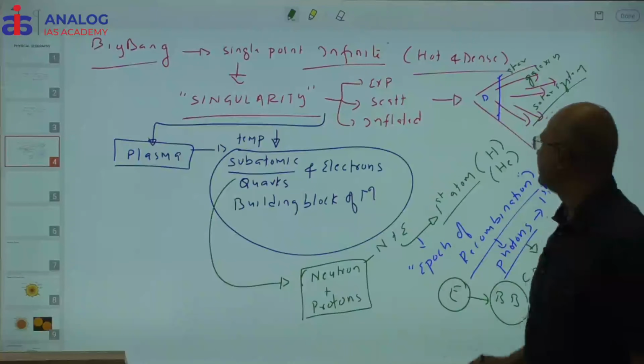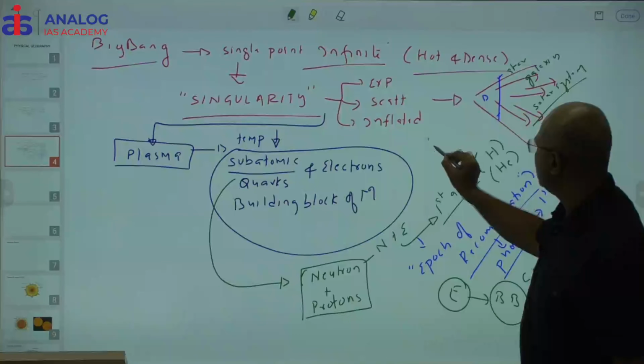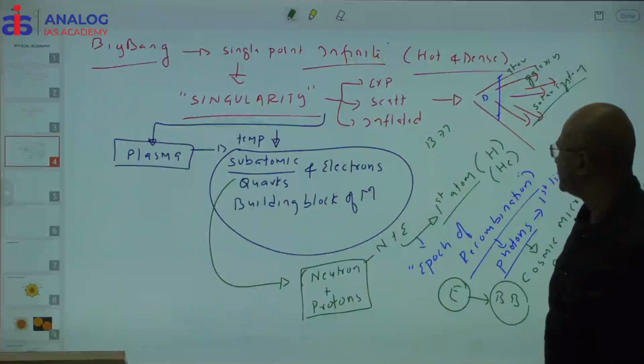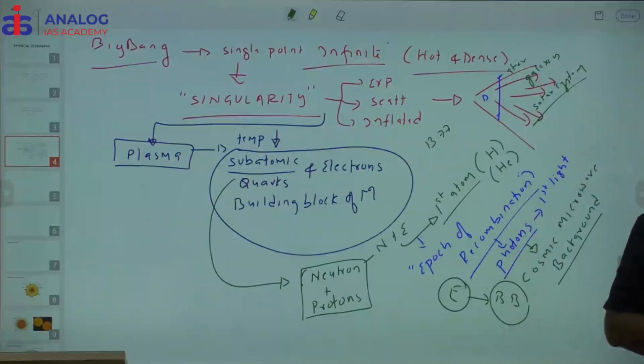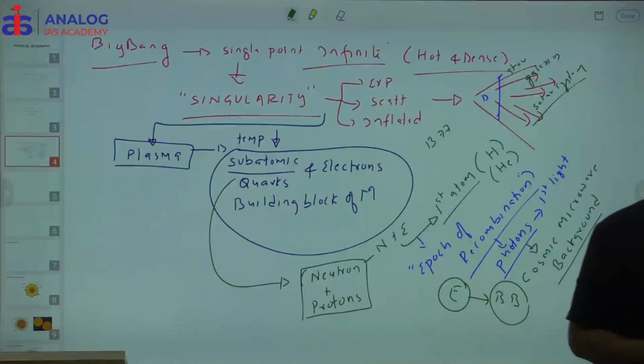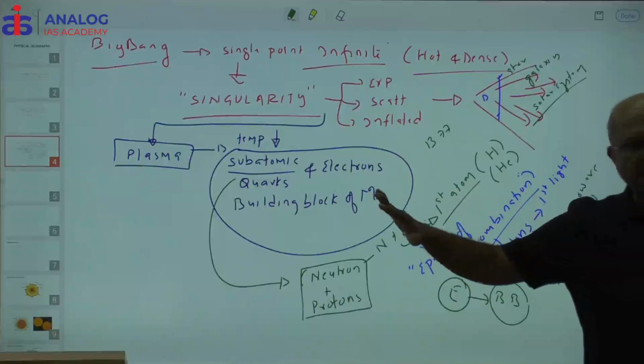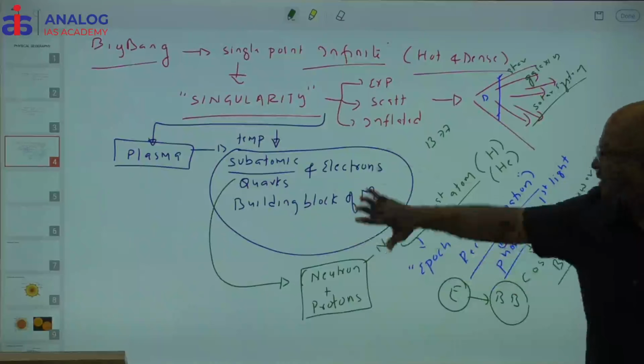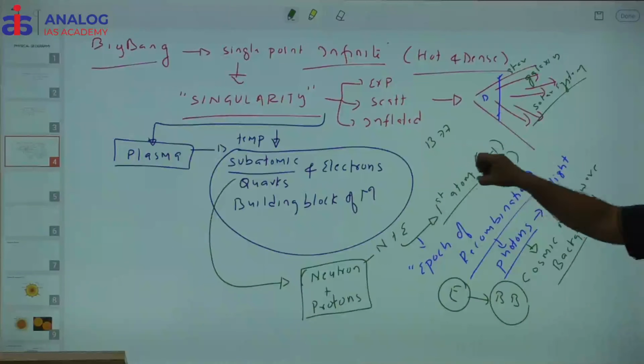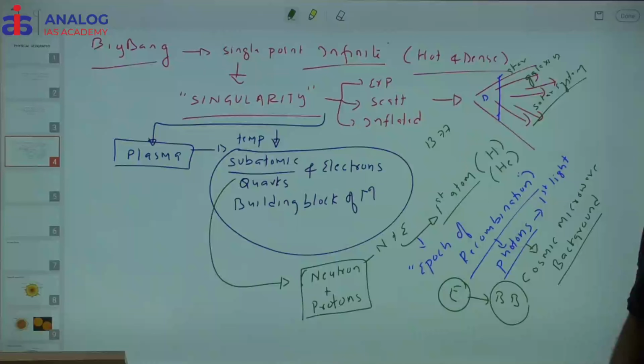And according to Big Bang theory, the age of universe is approximately 13.7 or 13.8 billion years, or generally we say around 14 billion. Clear now? Something about Big Bang.